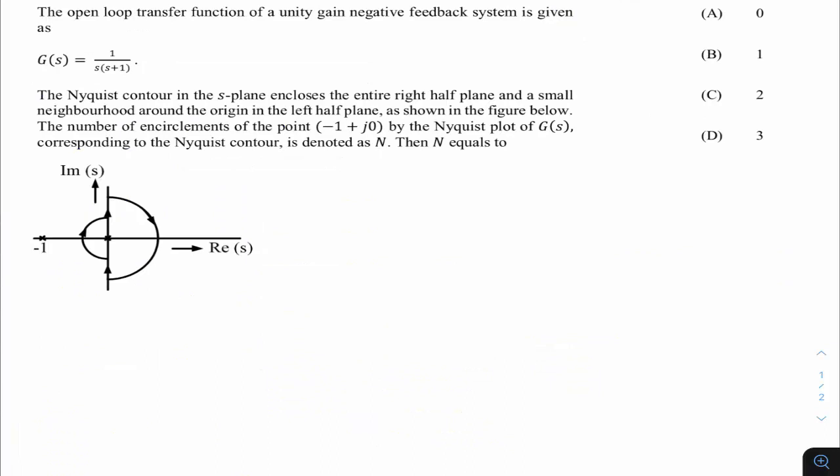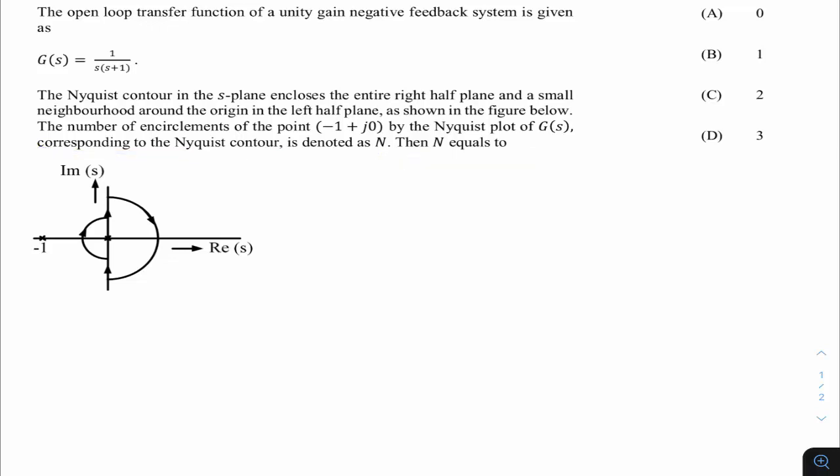This question was asked in GATE 22 Electrical. This is from the Control Systems subject, from the Nyquist plot topic. The question is: the open loop transfer function of a unity gain negative feedback system is given as G of s equals 1 by s into (s plus 1). The Nyquist contour in the s-plane encloses the entire right half plane and a small neighborhood around the origin in the left half plane, as shown in the figure below. The number of encirclements of the point -1 plus j0 by the Nyquist plot of G of s corresponding to the Nyquist contour, denoted by N, then N equals 2.